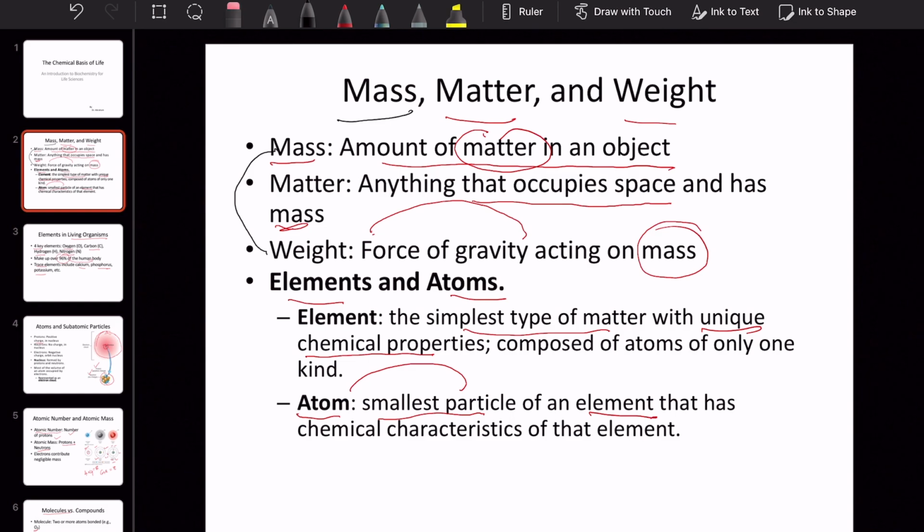Elements and atoms. Elements are the simplest type of matter. If you break down matter, what is the simplest form? It does have unique properties. An atom is the smallest particle of an element. Example elements are carbon, hydrogen, nitrogen, oxygen, etc.